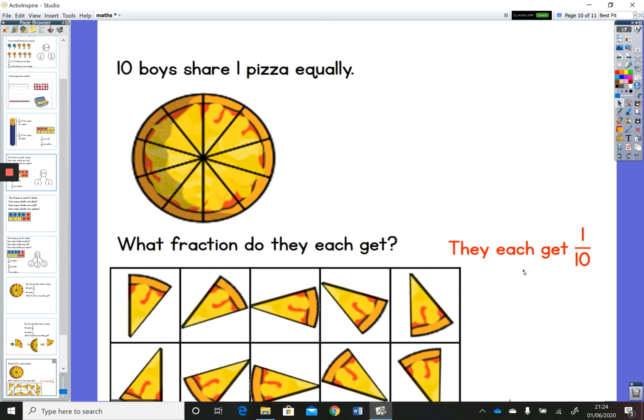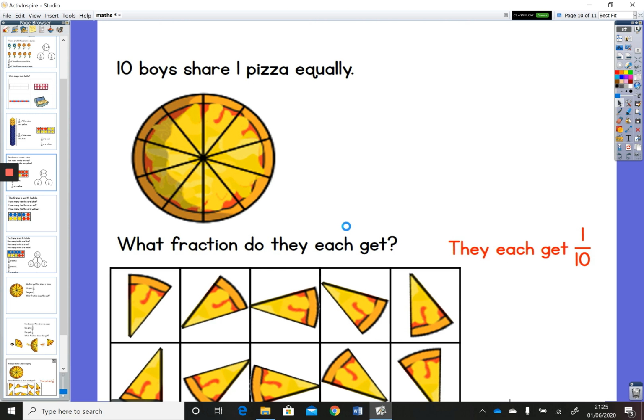And again, we can have pizza, and we can say, in this case, 10 boys share 1 pizza equally. So what fraction do they each get? So imagine you've got this pizza and you're sharing it all out between 10 people, and they each get exactly the same. They would each get 1/10. Okay, 1/10.